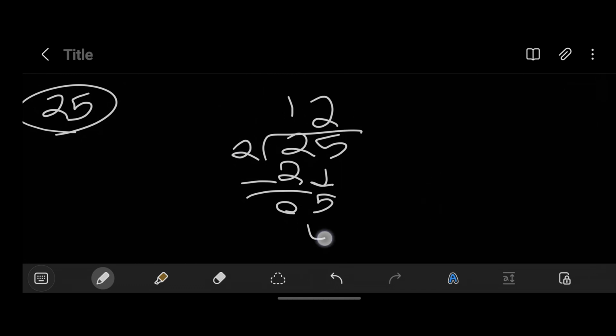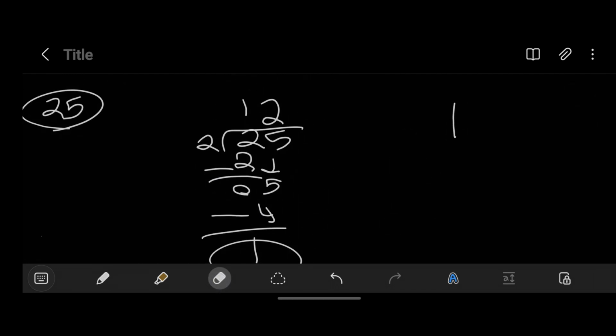Let's walk through an example of how to convert the decimal number 25 into binary. First, we divide 25 by 2, which gives us a quotient of 12 with a remainder of 1. We record the remainder, which is 1, as the first binary digit.